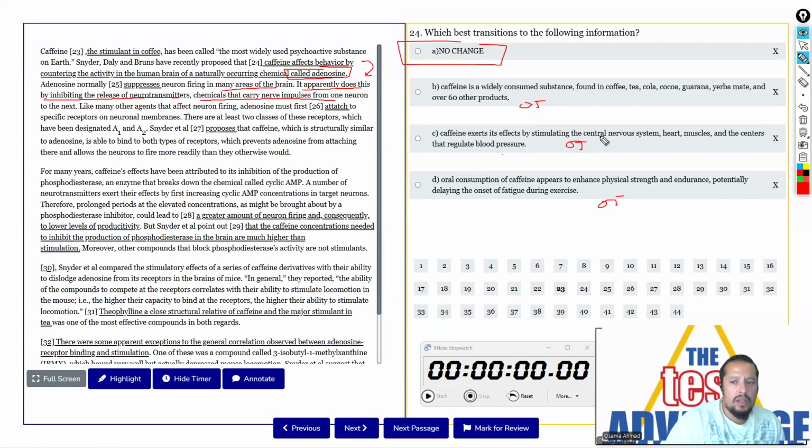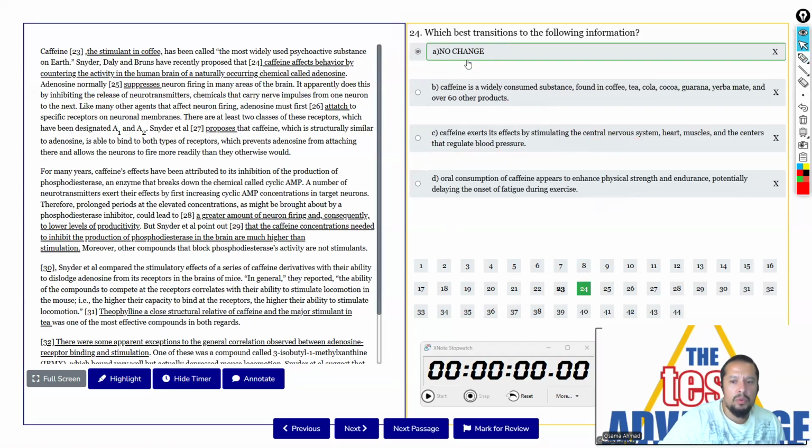Now if you look at answer C, it stimulates the central nervous system. But again, we're not discussing regulating blood pressure. We're discussing adenosine. So if you read a little bit after it, these are the points it's making.